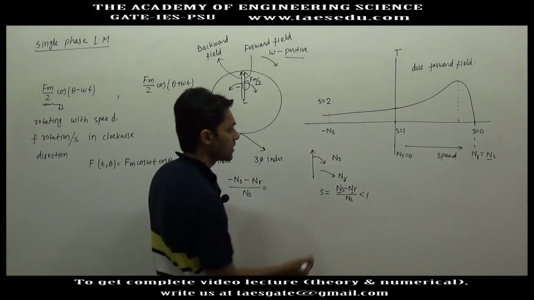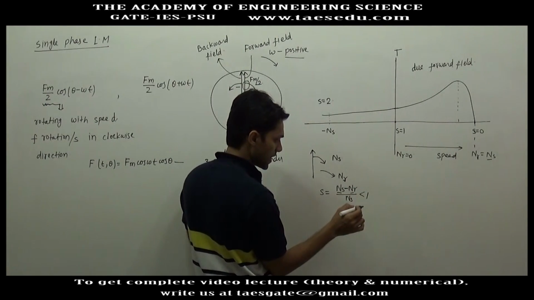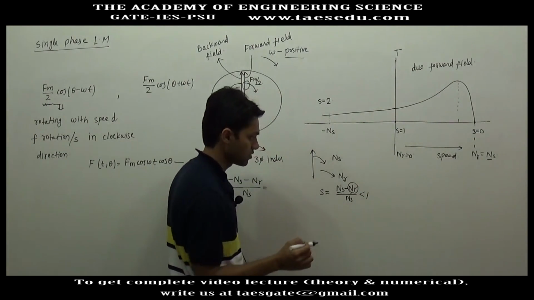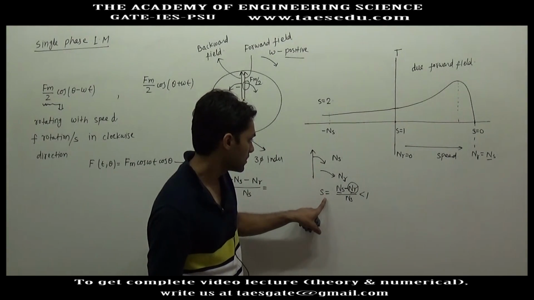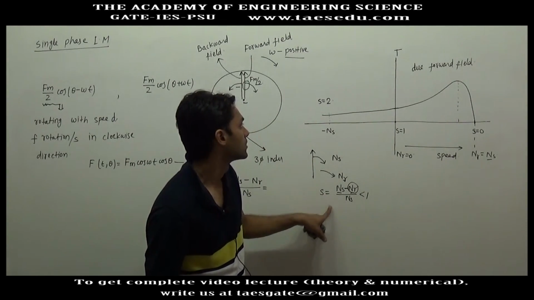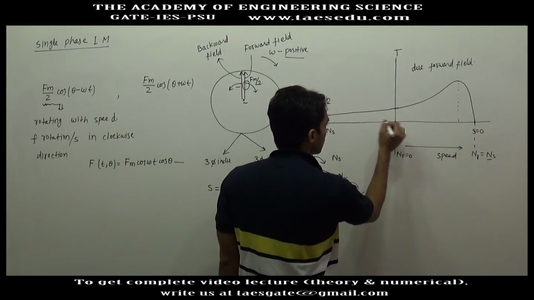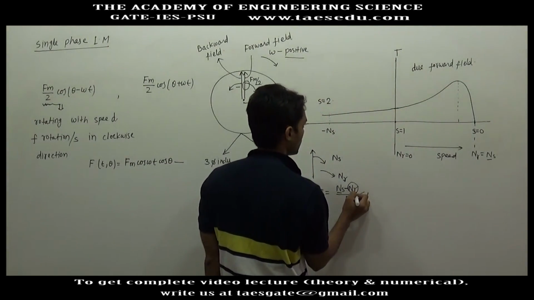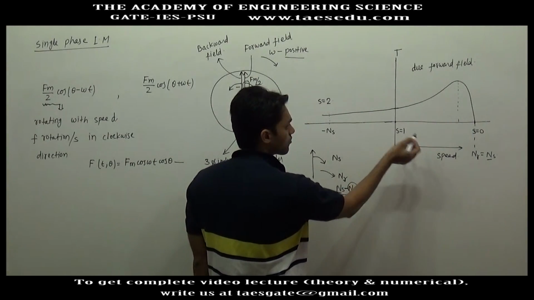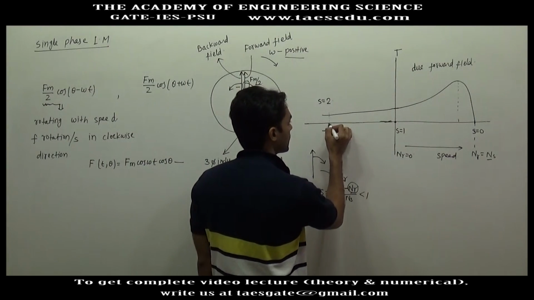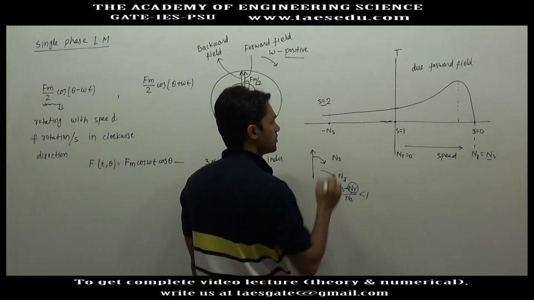Similarly, if motor is rotating in anti-clockwise direction, nr will be negative, and for forward field, slip will be greater than 1. Here slip is equal to 1, and at this point slip is equal to 2.